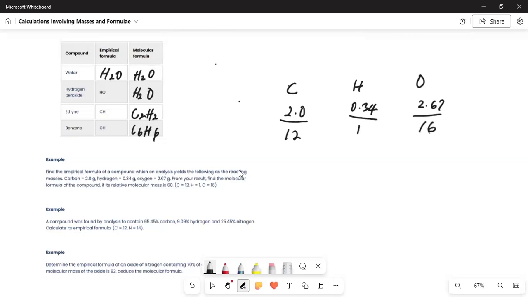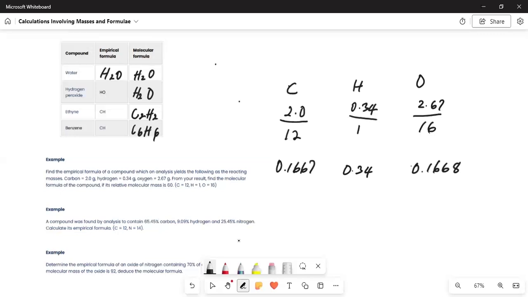Now 2 divided by 12 is 0.1666. Let me round it up to 0.1667. Then 0.34 divided by 1 is still 0.34 for hydrogen. Then oxygen, 2.67 divided by 16, that is 0.1668. Okay, now we're trying to find the mole ratio of these component elements.